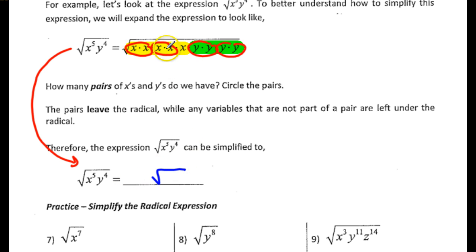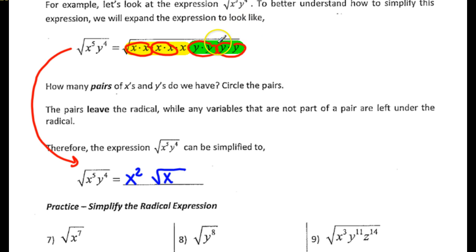So remember, the pairs come out. Okay? So here's how I'm going to do this. I have x's come out. But if I put x, that only means 1 pair came out. But look, I have 2 pairs. So in this case, I'm going to do x squared, because that means x times x. And then this x did not come out, so this one stays inside the radical.